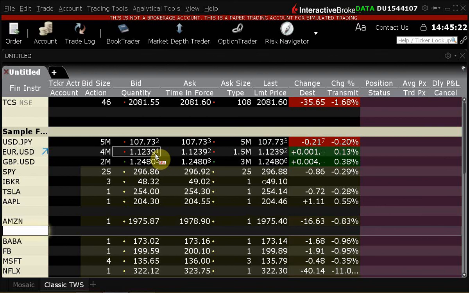He gets some amount of dollars. How many dollars does he get? What is the formula? 5 billion times 1.12391. He gets that many dollars. Now it's not good enough for him to have dollars, he needs yen. So what does he have to do? Buy dollars or sell dollars? Sell. He has to sell dollars and buy yen.